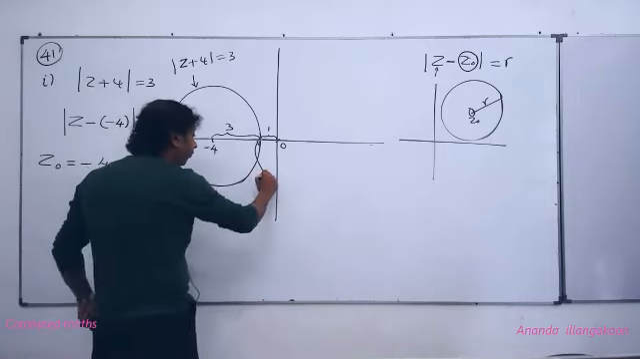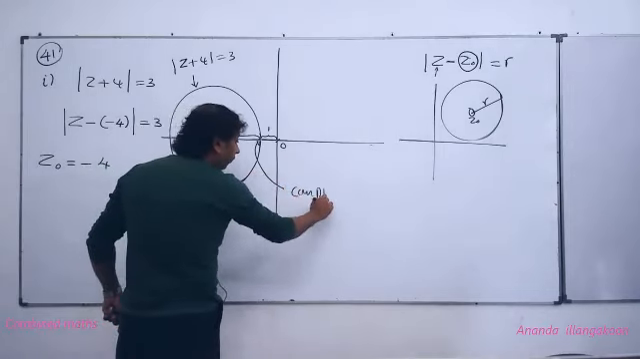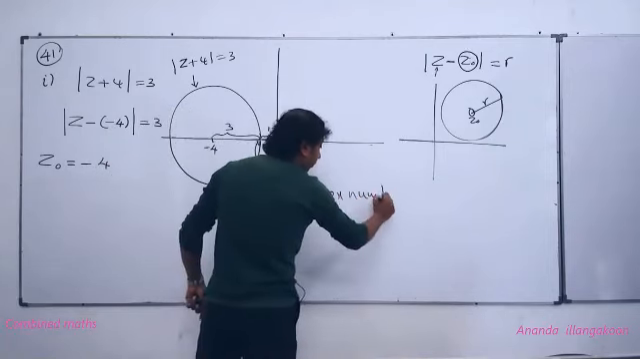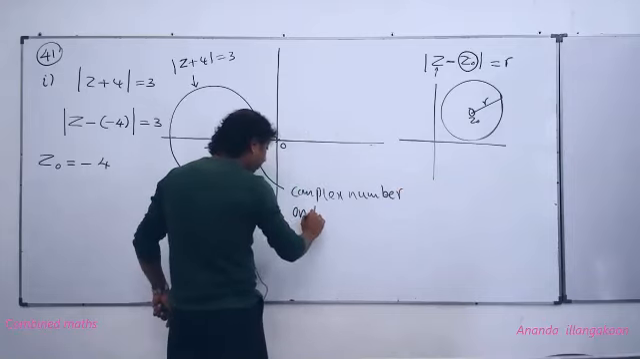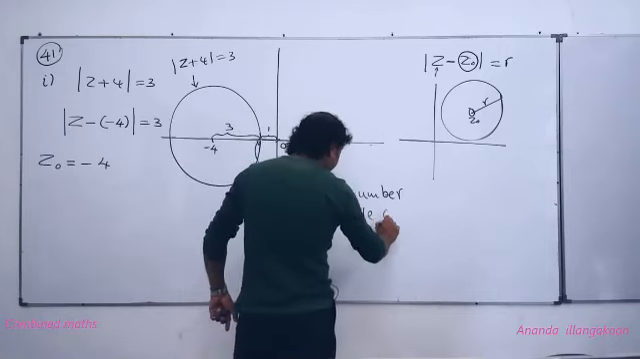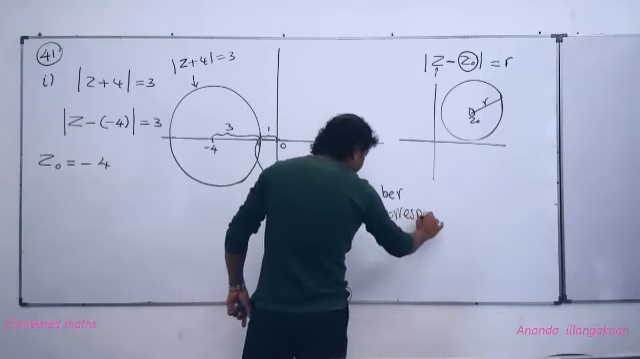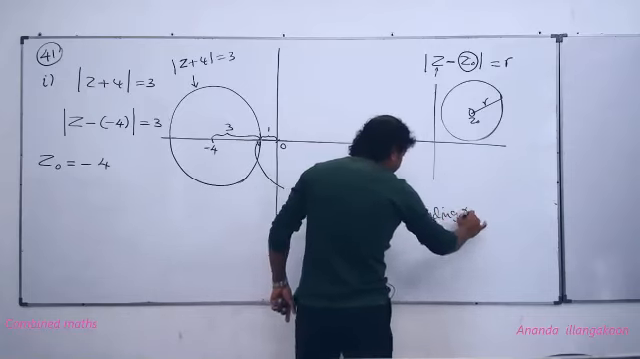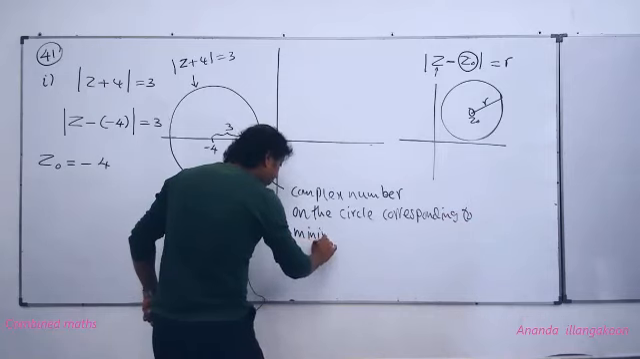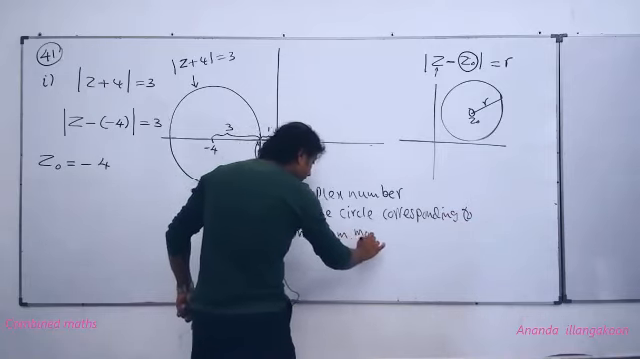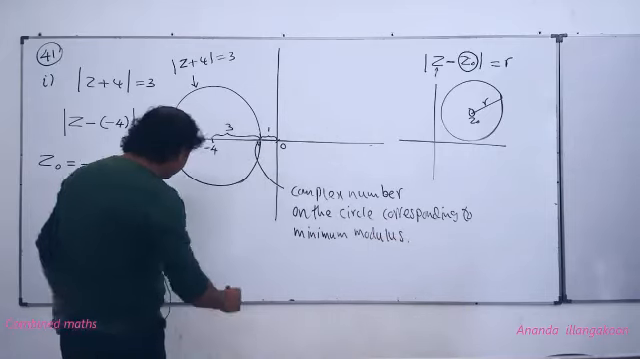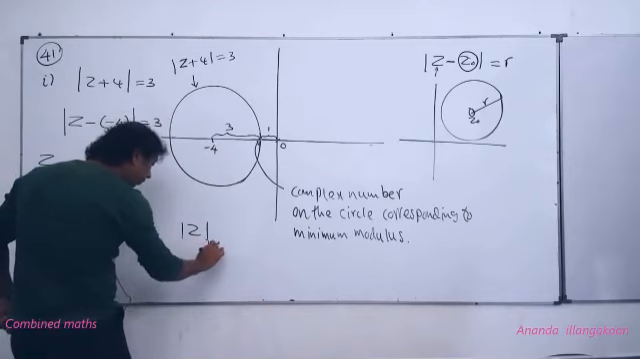Then you can write here: complex number on the circle corresponding to minimum modulus. Therefore, is it the minimum modulus people want?